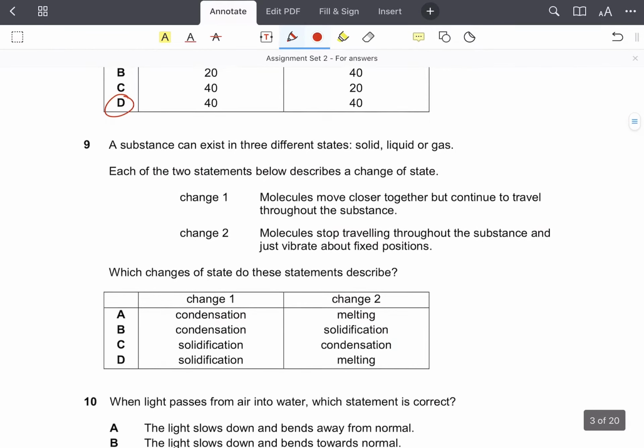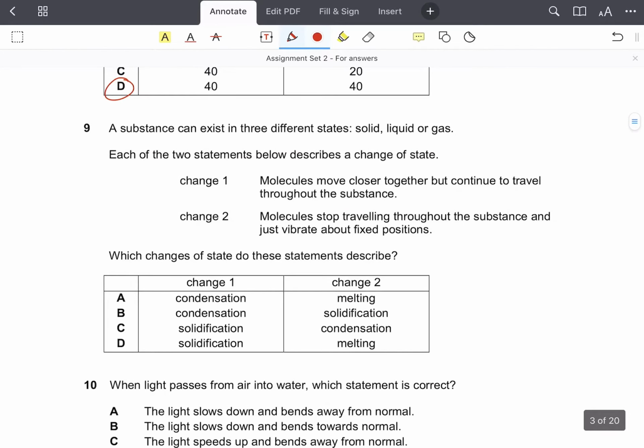Okay, question number 9. They tell you there is a substance that can exist in 3 states, solid, liquid, and gas. Change number 1: molecules move closer together but continue to travel through the substance. Because this is a change in state, if you notice, it's travel. So that means it must only be gas to liquid, because solid cannot travel throughout the substance, solid can only vibrate about its fixed position. So you only have gas to liquid, which is condensation.